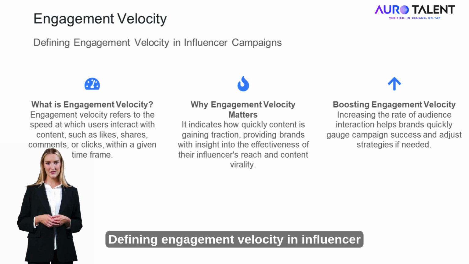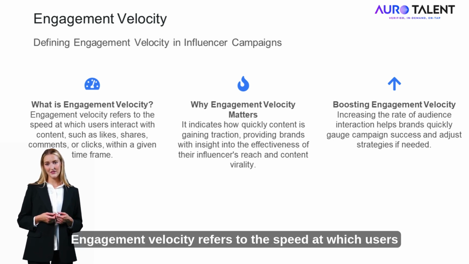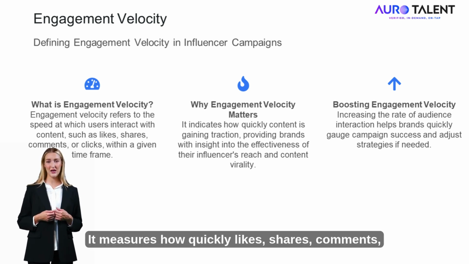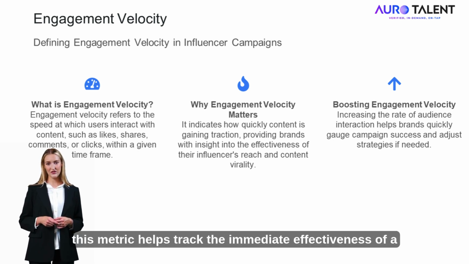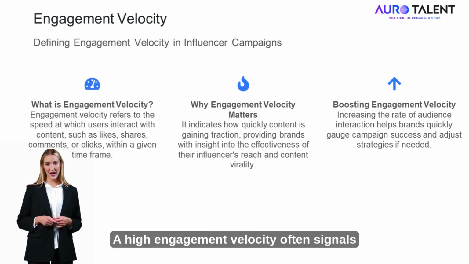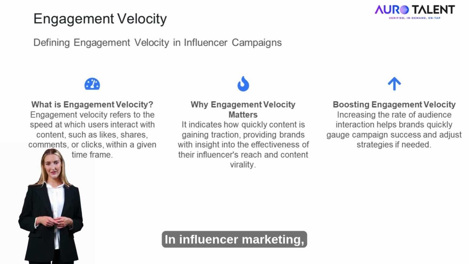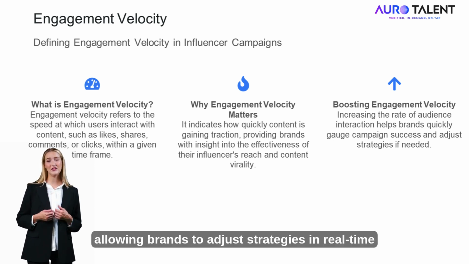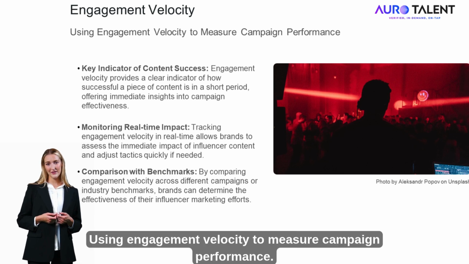Engagement velocity. Defining engagement velocity in influencer campaigns. Engagement velocity refers to the speed at which users interact with influencer content. It measures how quickly likes, shares, comments, and clicks happen once the content is published. For brands, this metric helps track the immediate effectiveness of a campaign. A high engagement velocity often signals that the content is resonating quickly with the audience. In influencer marketing, this insight helps identify successful content and influencers, allowing brands to adjust strategies in real time for maximum impact.